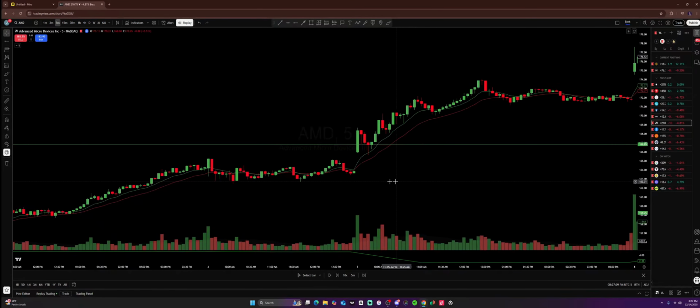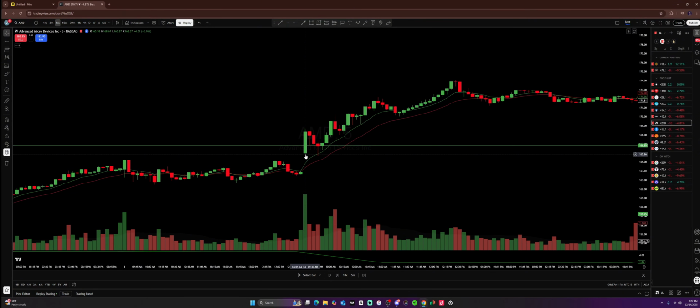So you can see AMD right here, right? Market opens at 9:30 right here. Huge volume. Look at this volume right there. Absolutely insane. And that's exactly what you want to look at for a continuation, right? It's very, very important. You want to see volume. It's very important to realize that. And if you are not looking at volume, you're not going to make money, right?